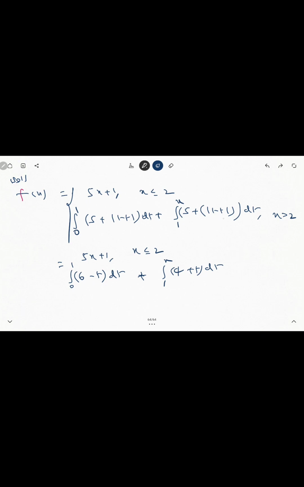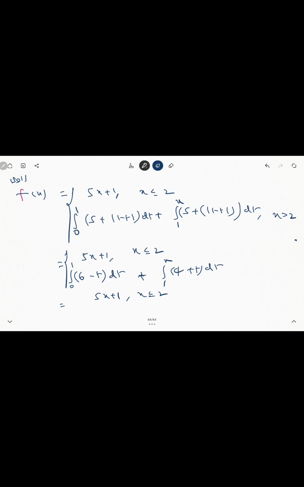T is more than 1 means the expression inside the modulus function is negative. So at that time I'll get t minus 1. Same as this one: mod x is equal to x whenever x is positive, minus x whenever x is less than 0. Same concept I am applying here. So it is the function: x plus 1, x less than or equal to 2.